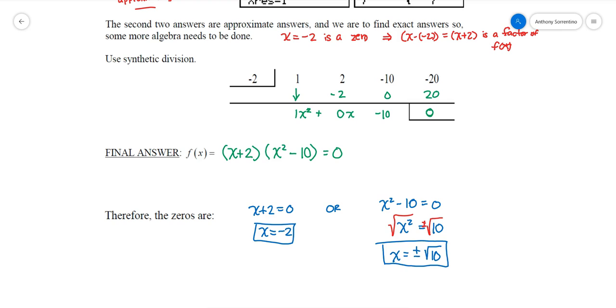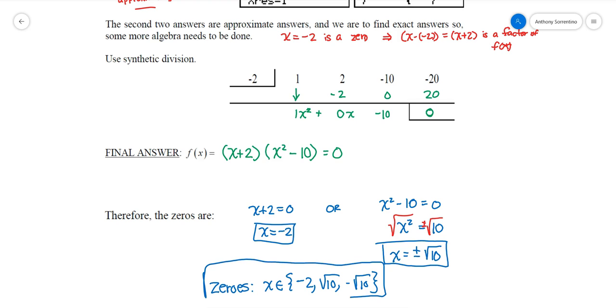So my zeros are, I could do them as a list. I could say it's -2, square root 10, and negative square root 10. Those are the zeros of my polynomial.